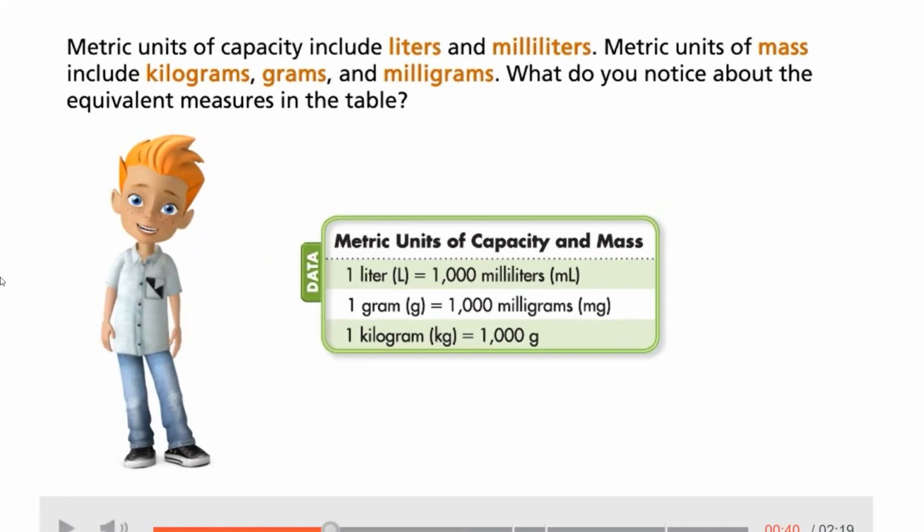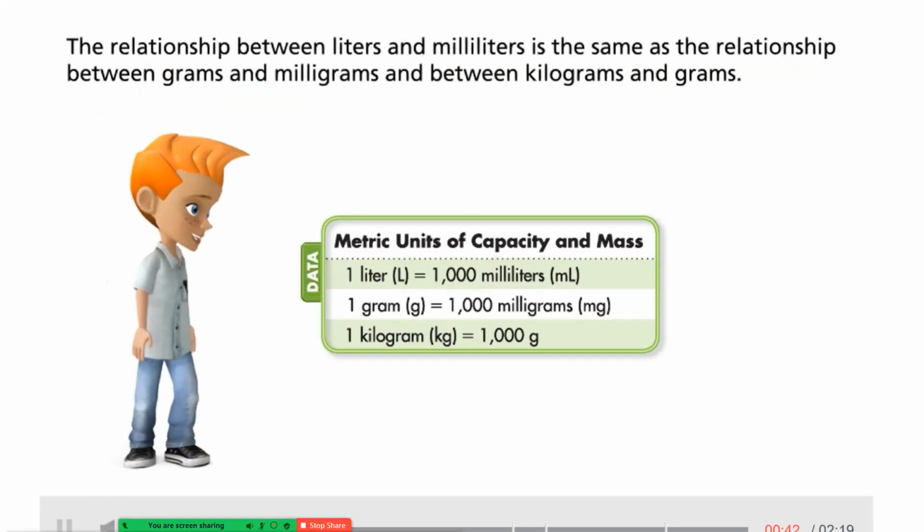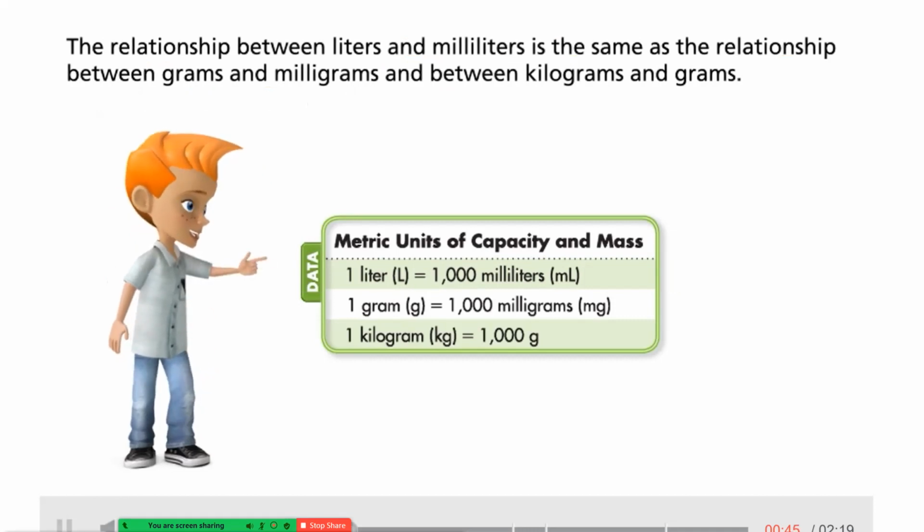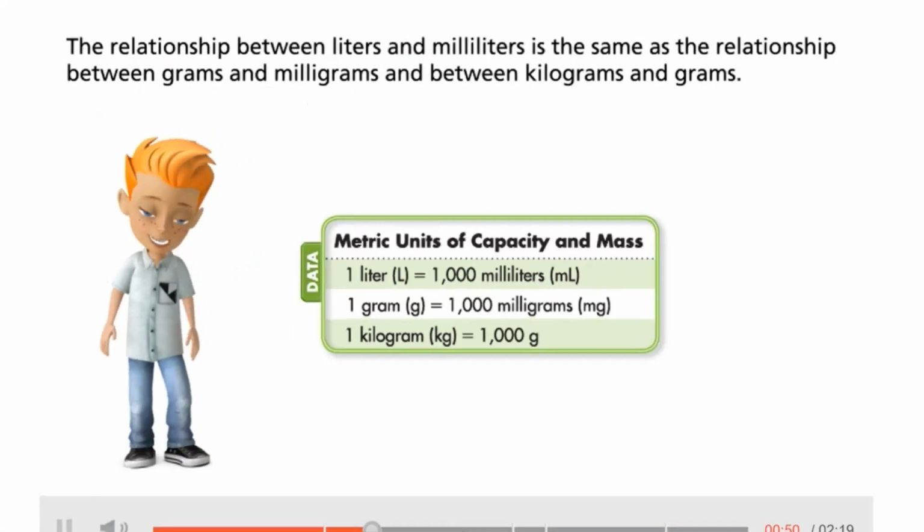Now, pay attention to the words that are being used or the word parts. You see that root word milli. Milli means 1 out of 1,000. Kilo means 1,000. So 1 kilogram is 1,000 of our grams. 1 milligram is going to be 1/1000th of a gram, just like 1 milliliter is going to be 1 out of 1,000 milliliters to make a whole liter. The relationship between liters and milliliters is the same as the relationship between grams and milligrams, and between kilograms and grams.